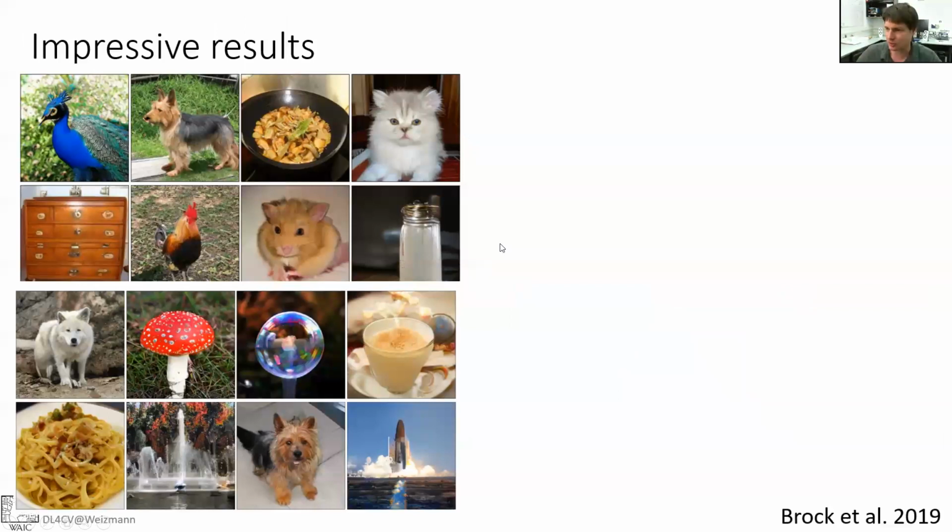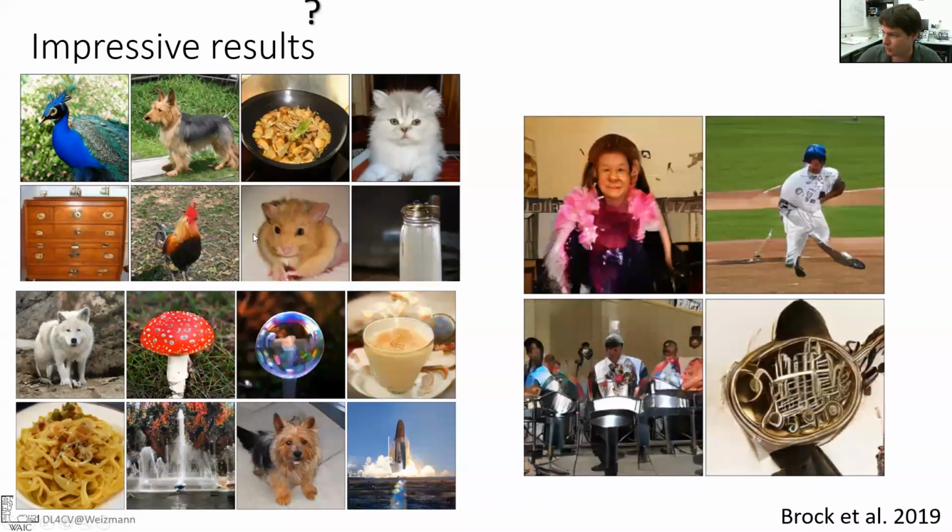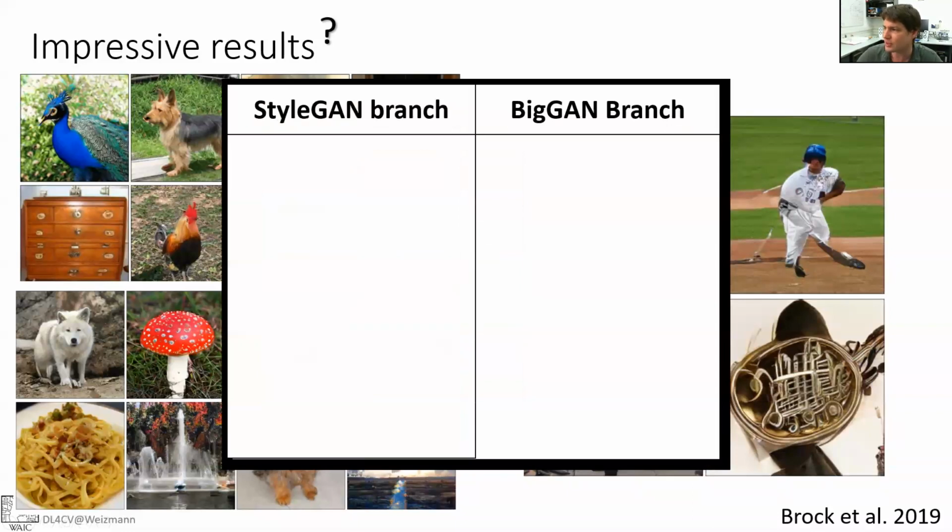So they were able to do very impressive results from diverse classes, but this is cherry picking. If you check what else they were doing, you see that many of the results are not as good. And we should say that the reason is that this is a much harder problem.